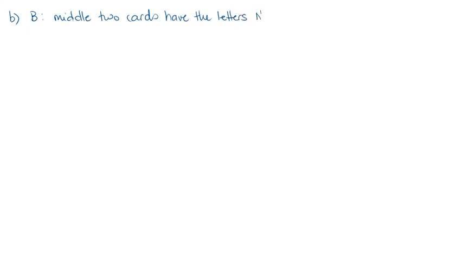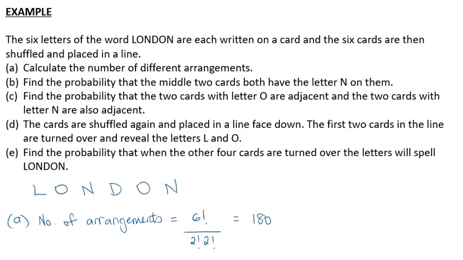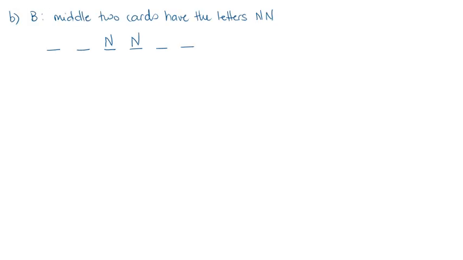So our middle 2 cards have the letters NN. So again, slots 1, 2, 3, 4, 5, 6. So we have these 6 slots, and the middle 2 should contain NN. So we've placed those. That's it. What we need to do now is to arrange the other letters around those. So we have L, O, D, O that need to go into those slots. So just a number of ways then of arranging the LODO.